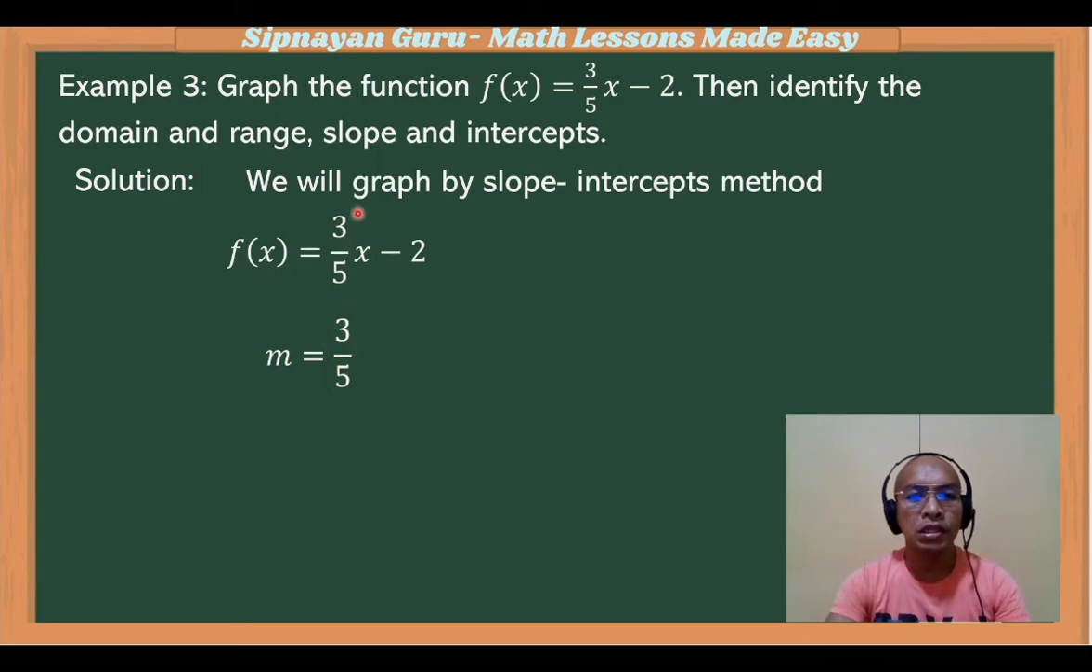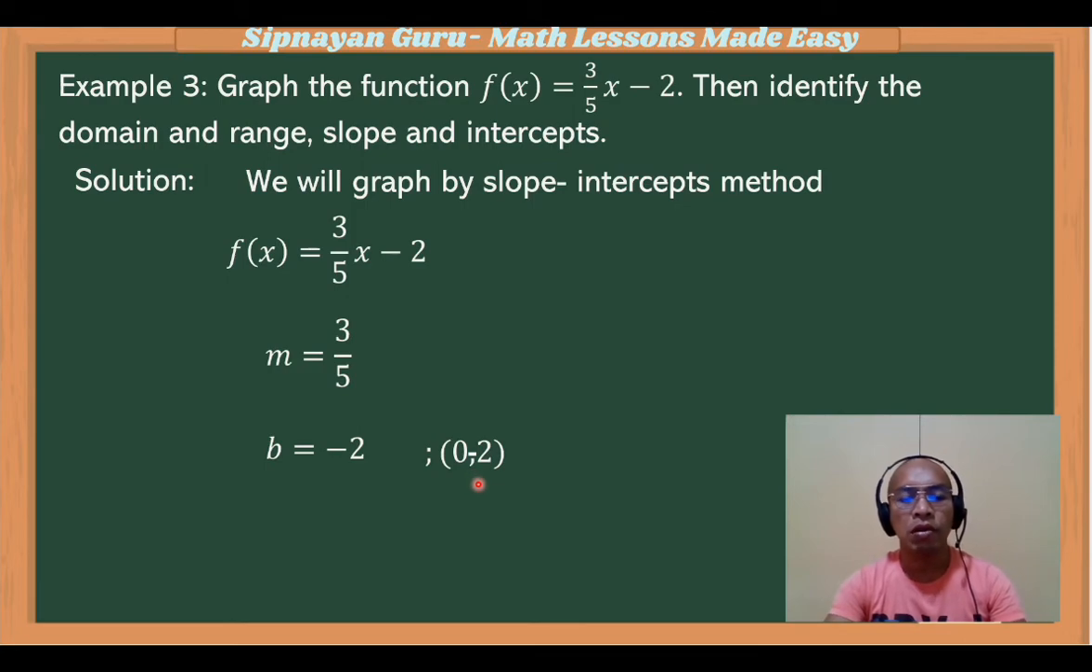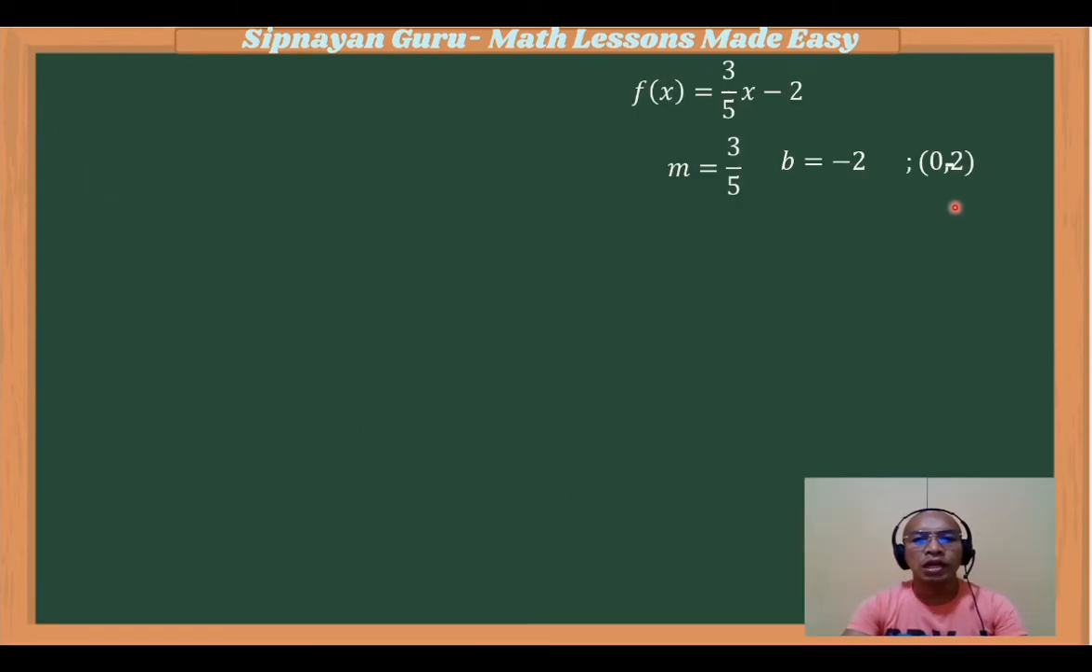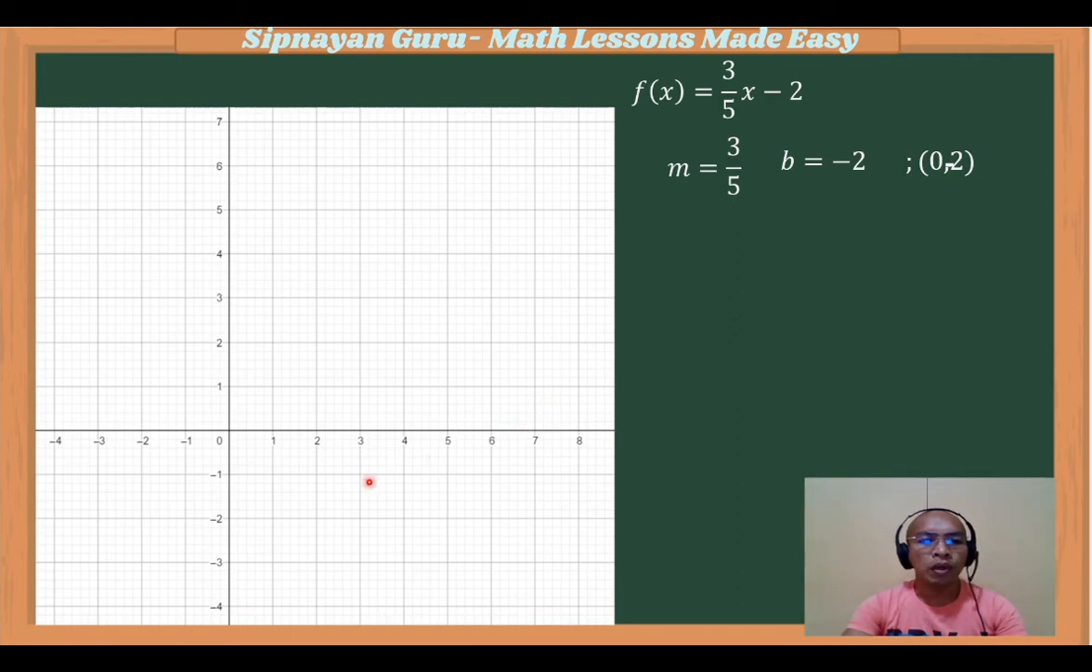The slope is just the coefficient of x, so the slope is 3 over 5. And the constant negative 2 is the y-intercept. Y-intercept, that would mean that the coordinate is (0, negative 2). Take note, in graphing a line, we need at least 2 points. So we will plot first the y-intercept, (0, negative 2).